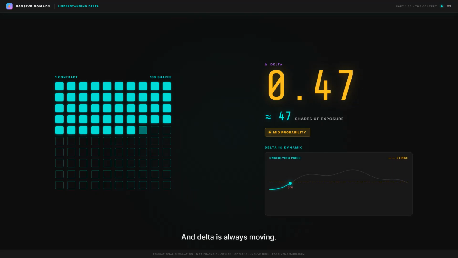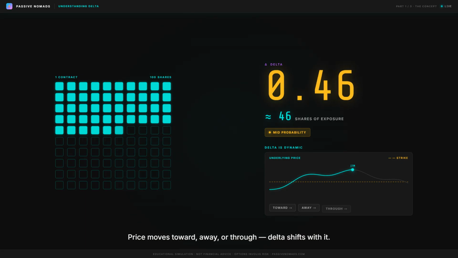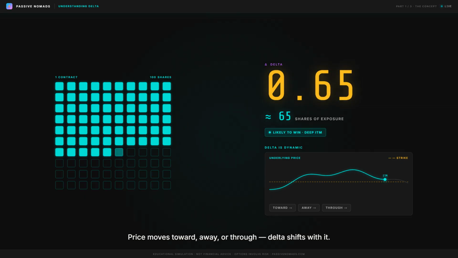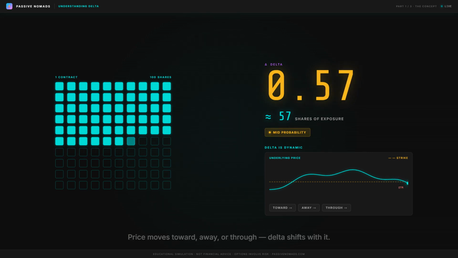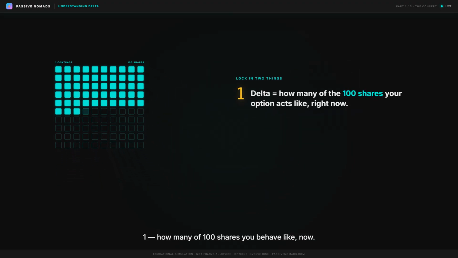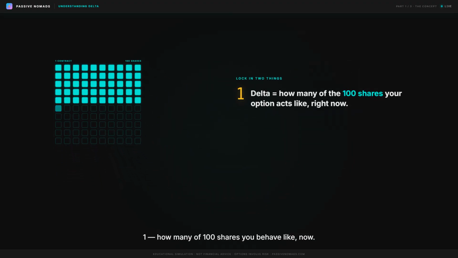And the one thing to remember, delta is always moving. It's dynamic. As price moves toward your option, away from it or through it, your delta shifts right along with it. Your exposure to those 100 shares is never fixed. So lock in two things. One, delta tells you how many of the 100 shares your option is behaving like right now. Two, delta is always moving.